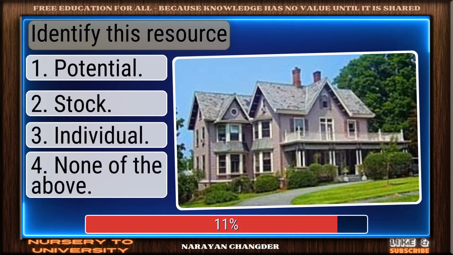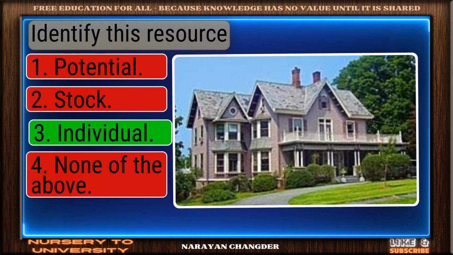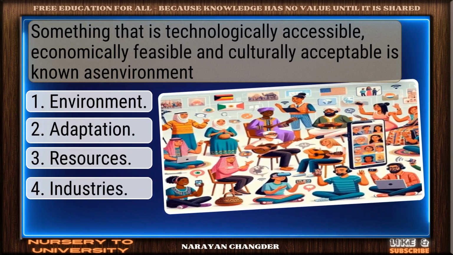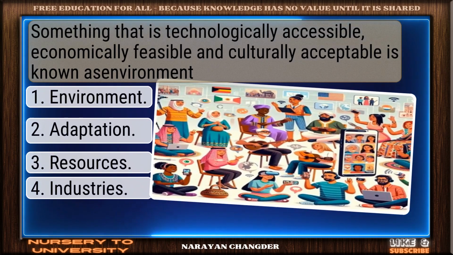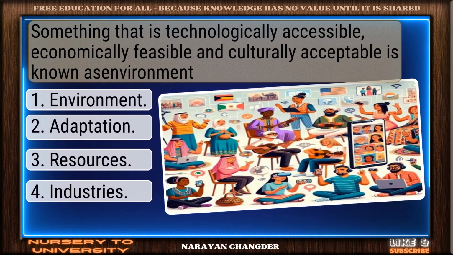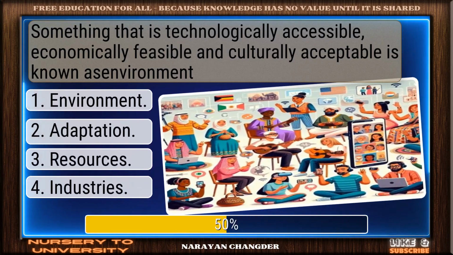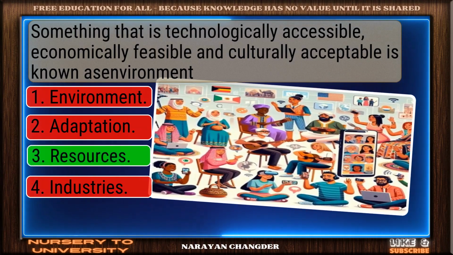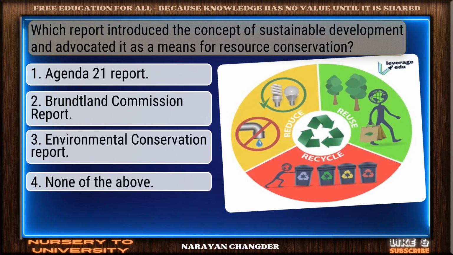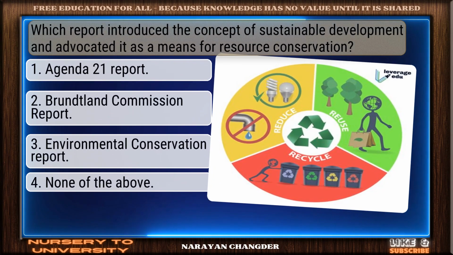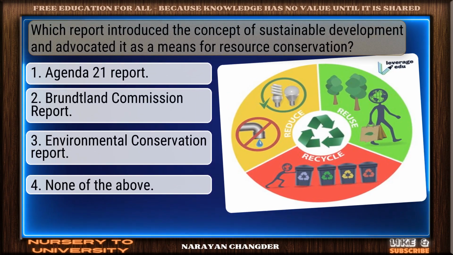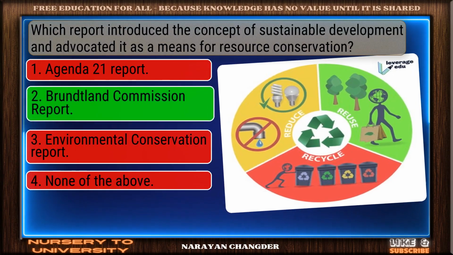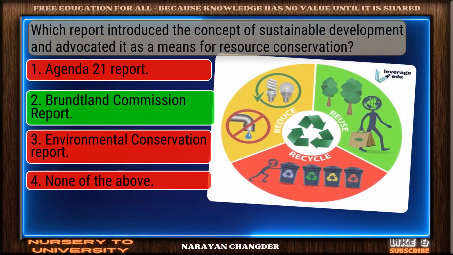Identify this resource. Exactly. Individual makes sense. Something that is technologically accessible, economically feasible, and culturally acceptable is known as environment. Solid response. Resources is valid. Which report introduced the concept of sustainable development and advocated it as a means for resource conservation? Valid point. Brundtland Commission report is true.